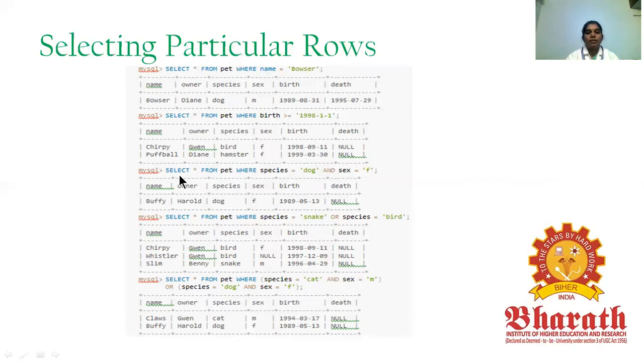And the third example is select star from pet where species is equal to dog and sex is equal to f. You see here in the where part two conditions are given, and the and operator is used, so it should satisfy both conditions. Similarly here or is used, which indicates that either one of the conditions is met. Here both and as well as or are given. Clear?